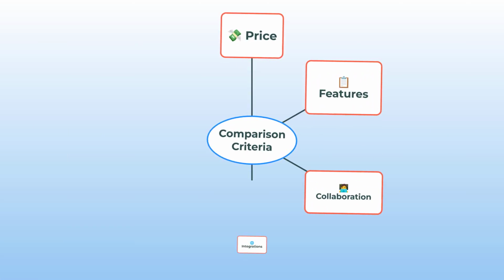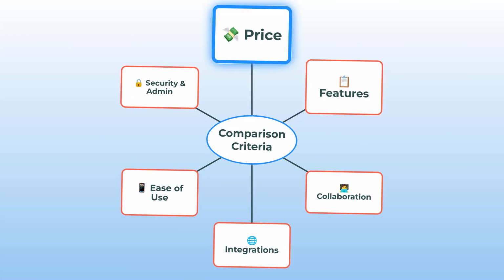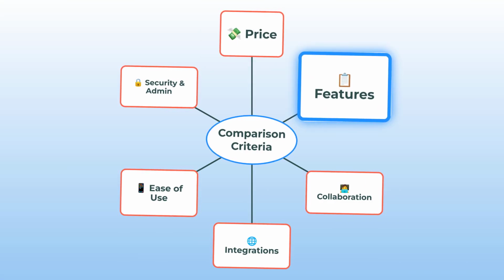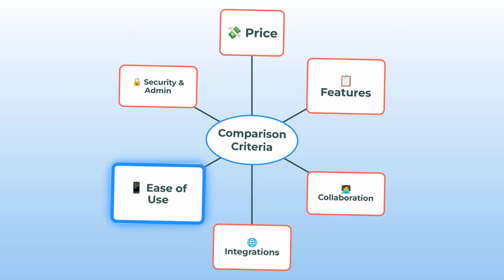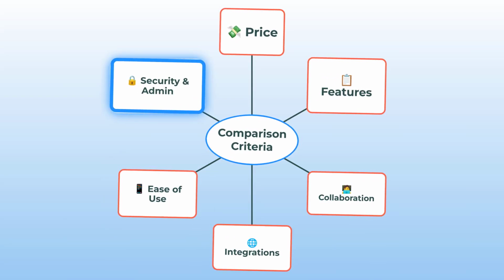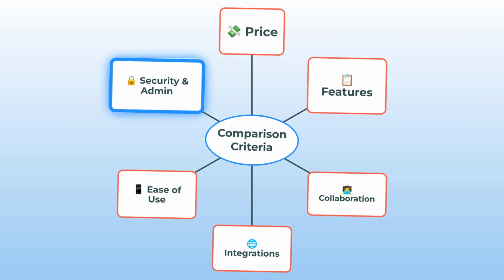I'm pulling up a mind map that covers all the stuff you actually care about: price, features, how well they handle team collab, integrations with your favorite apps, ease of use because who wants a headache, and of course, security and admin controls. Let's tackle them one by one.